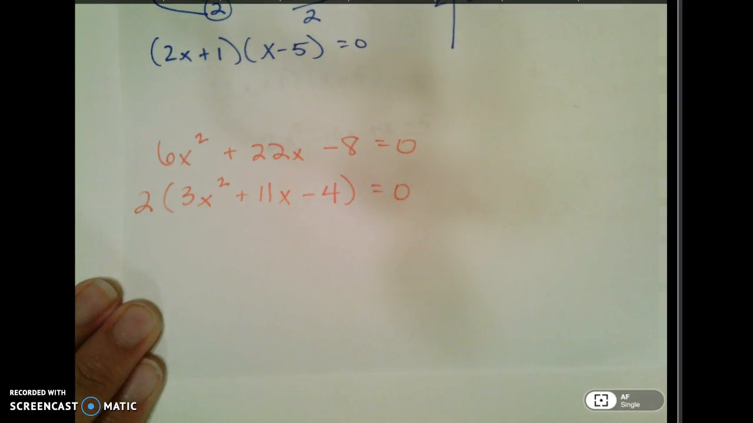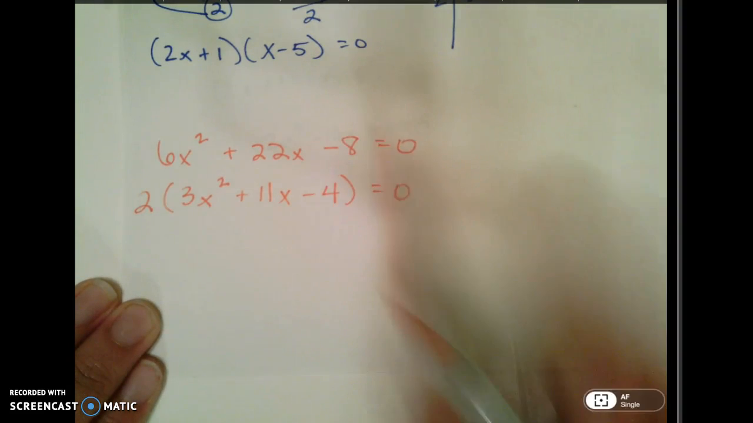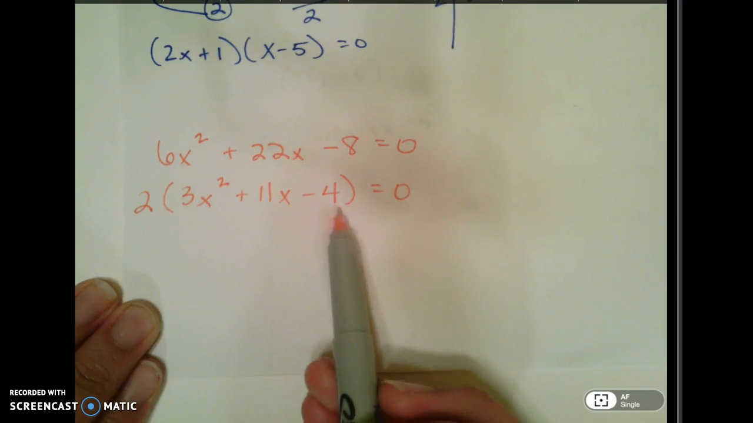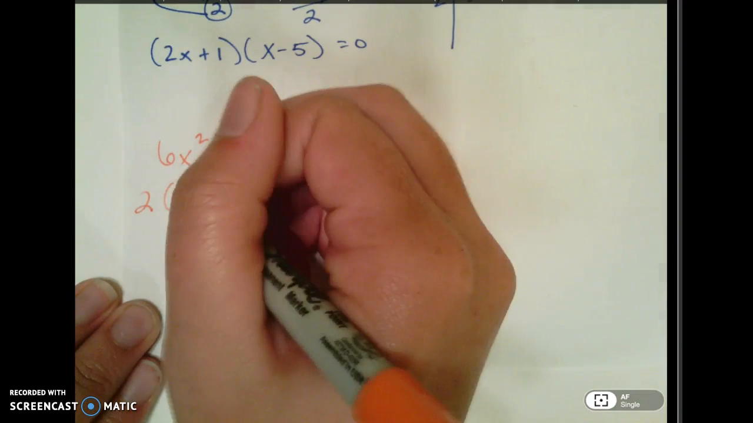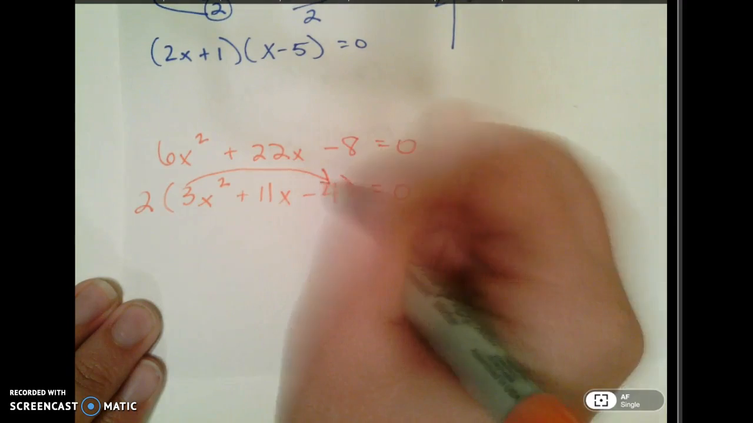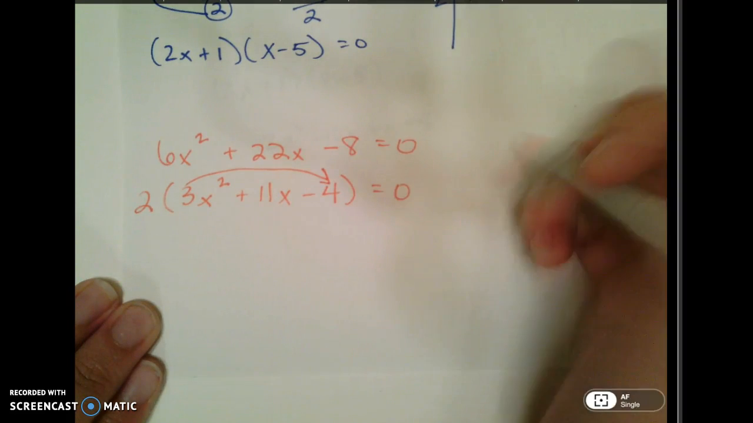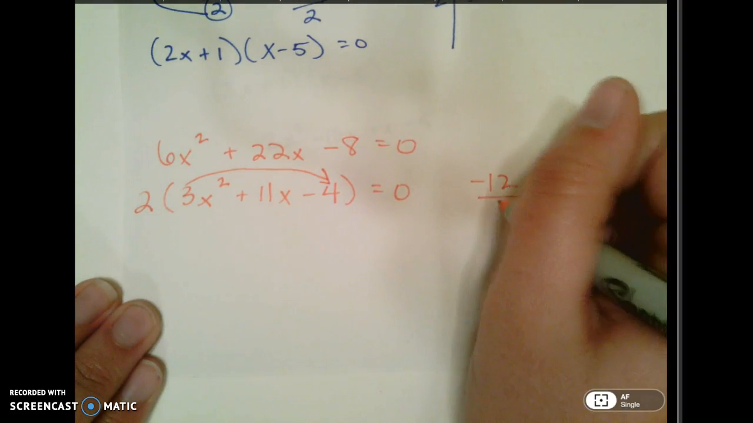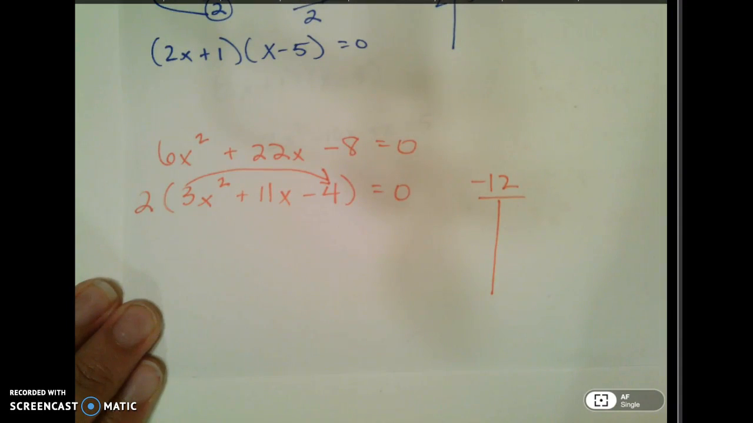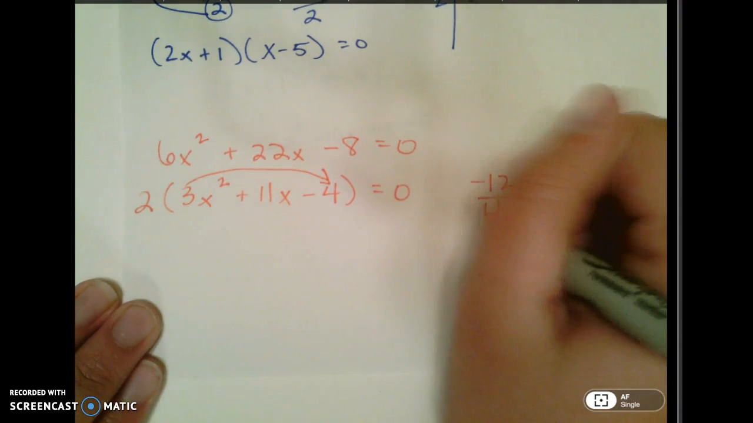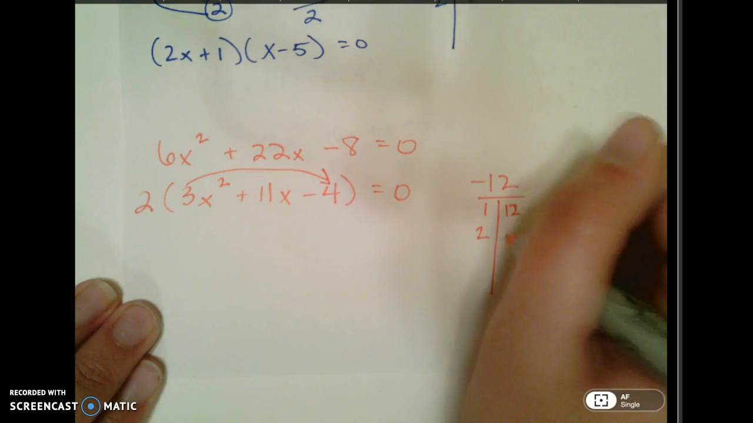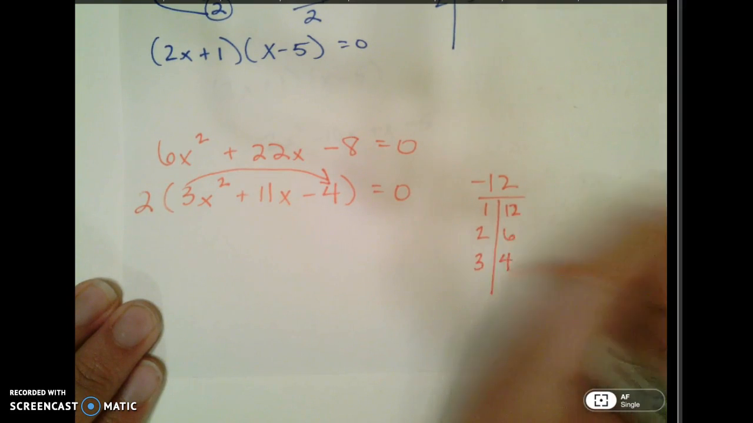Now this piece is a whole lot easier to factor than the original, so make sure you always look for GCFs. So now I want to factor just like before. Again, still no factors of 4 give me 11. So I'm going to multiply my first term with my last. 3 times negative 4 gives me negative 12. So factors of 12 in general will be 1 and 12, 2 and 6, 3 and 4.